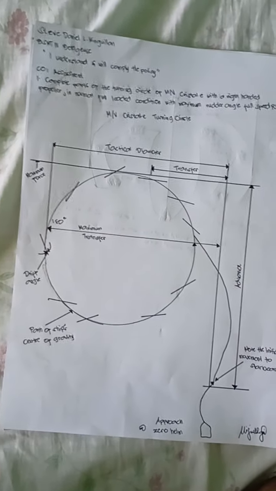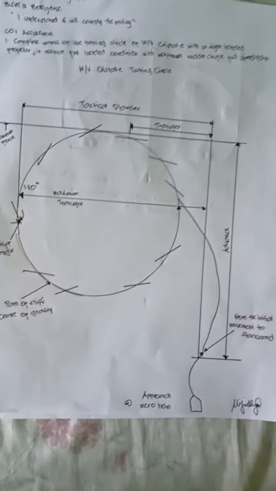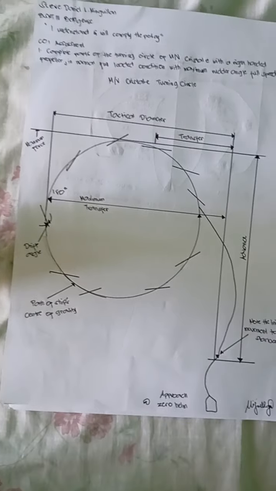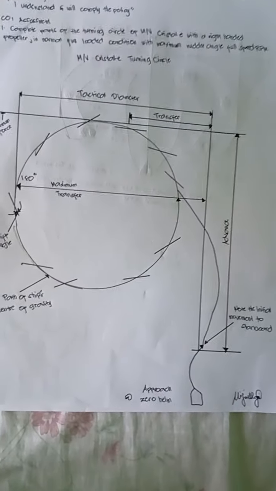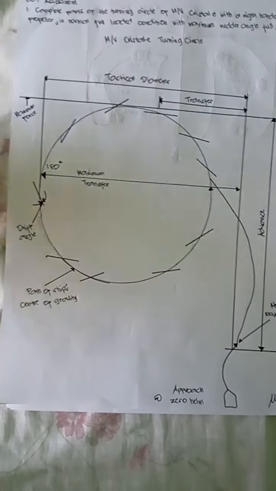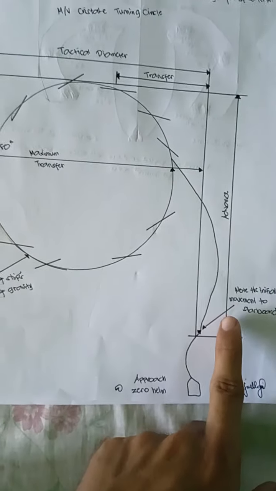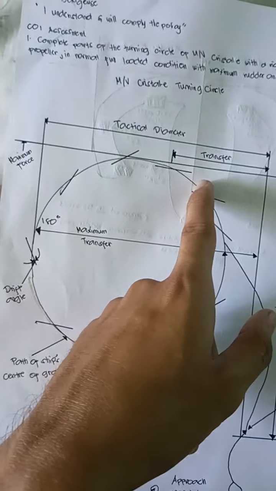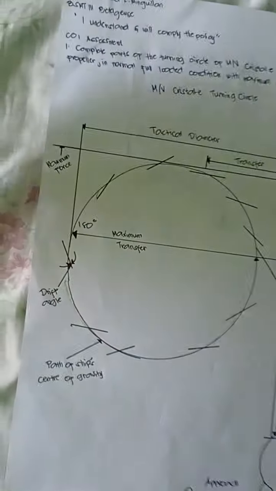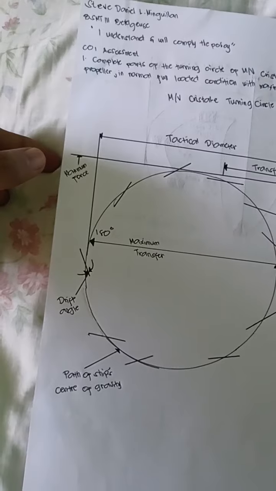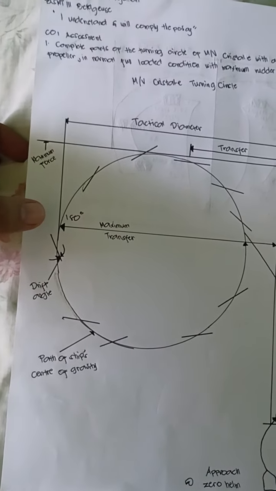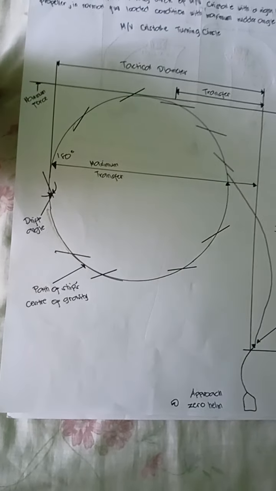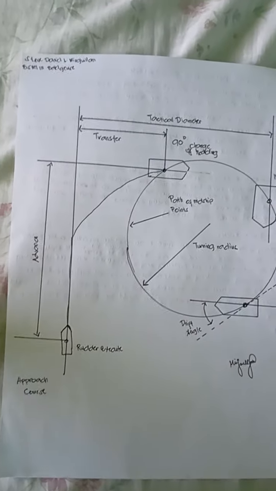In this illustration, I have the illustration of starboard to port. We have here the approach, zero helm, and the initial movement to starboard, the advance, transfer, tactical diameter, the maximum force, maximum transfer, 180 degree, drift angle, and path of ship's center of gravity.